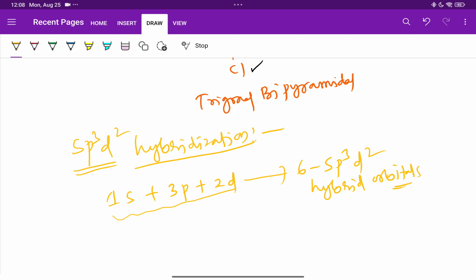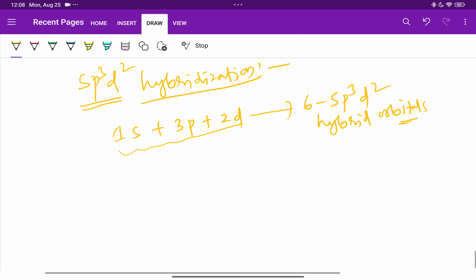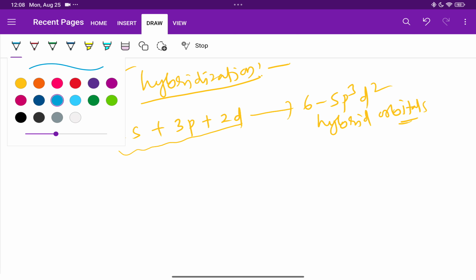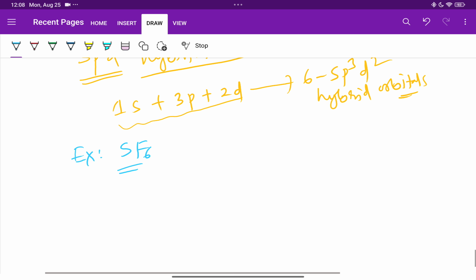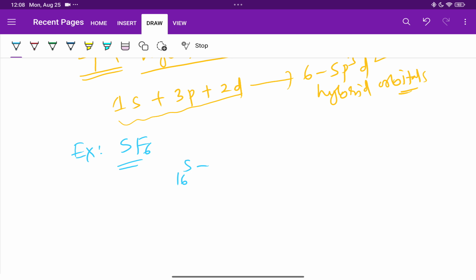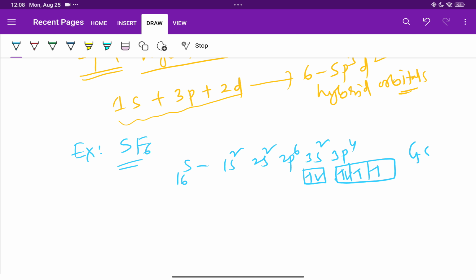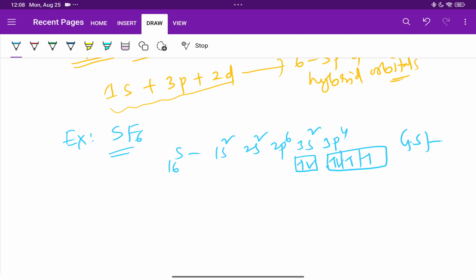This phenomenon is called sp3d2 hybridization. The best example is SF6, sulfur hexafluoride, and here the sulfur atomic number 16, 1s2 2s2 2p6 3s2 3p4. So it is the ground state. Sulfur is going to show 2 excited states.